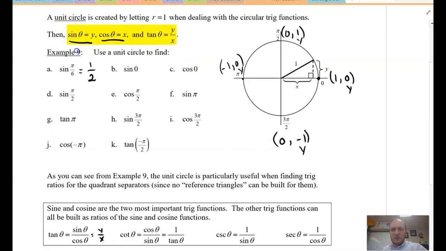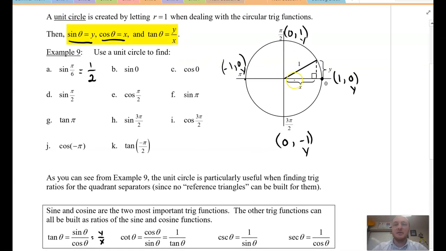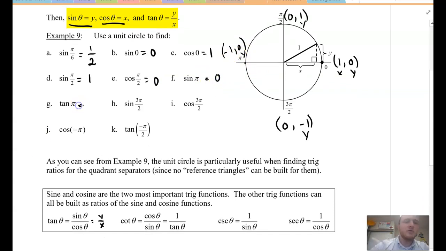All right, the rest are pretty straightforward. What is sine of 0? Well, here's my angle 0, and that's the y value, so my answer is 0. What's cosine of 0? Well, that's the x value here, so that is 1. What's the y value at pi over 2? 1. What's the cosine value at pi over 2? 0. Sine of pi, that's the y value. I almost tricked myself. 0. What is tangent of pi? Tangent is sine over cosine, so 0 over -1, which is 0.